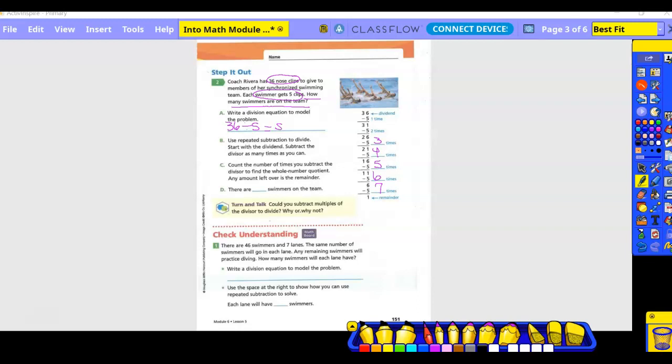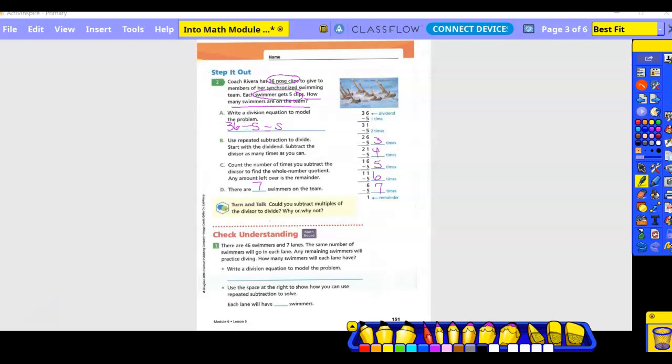Okay, so they did it until they got a number that was less than 5, correct? Okay, so how many swimmers were on the team? So how many times could they subtract out 5? 7. So there are 7 swimmers on the team.